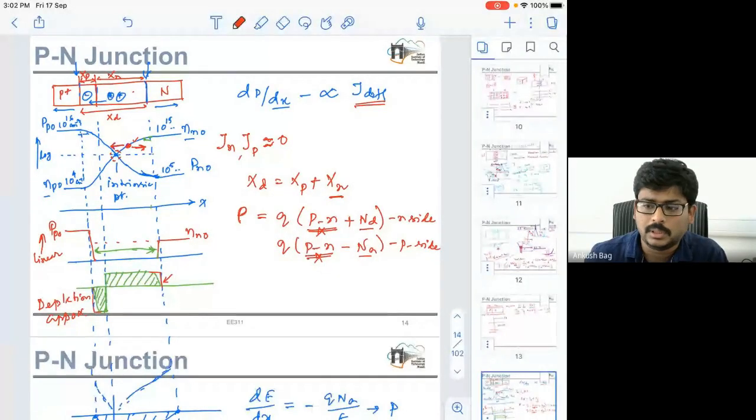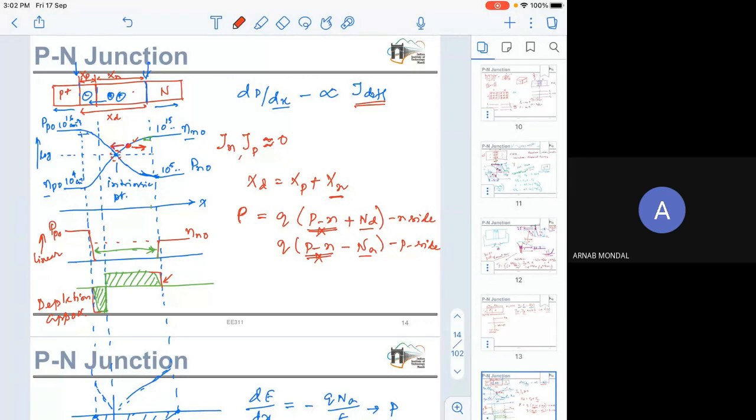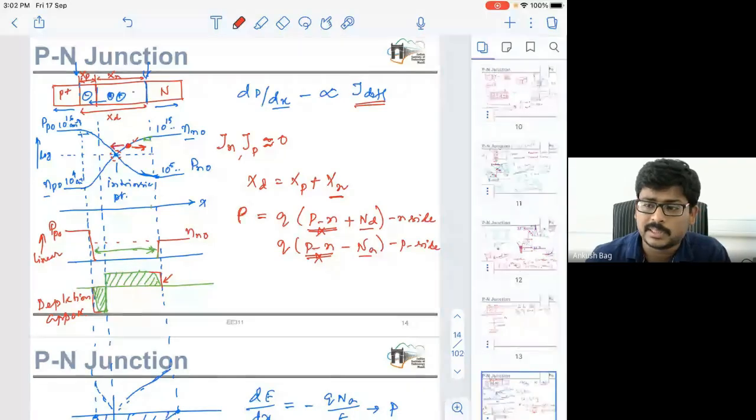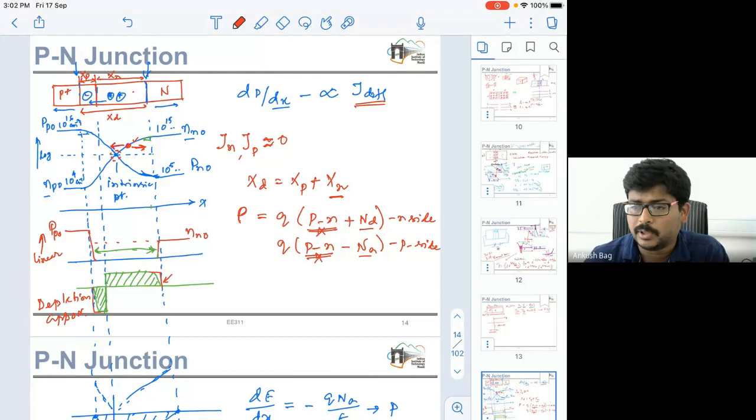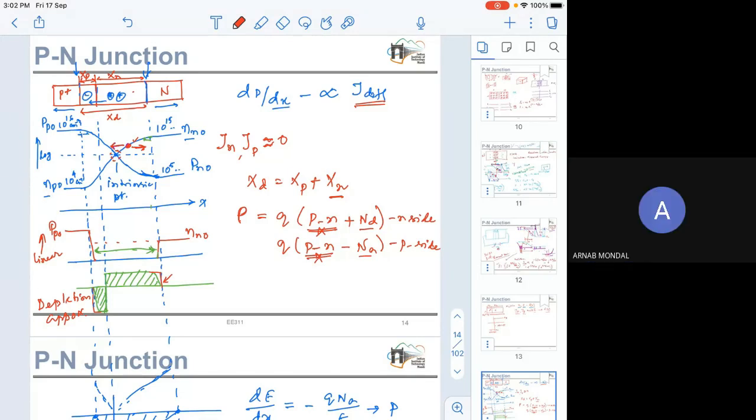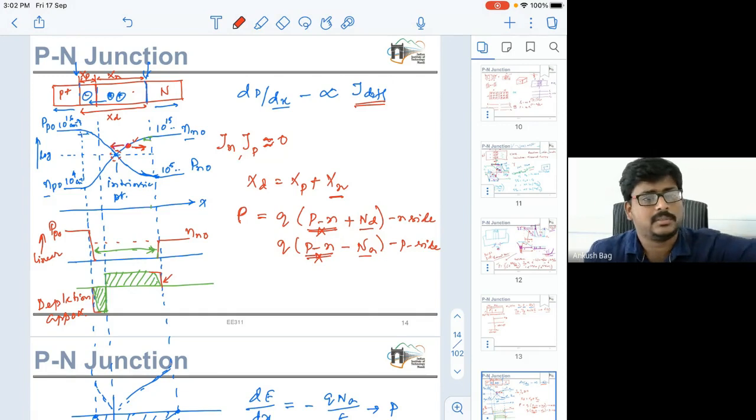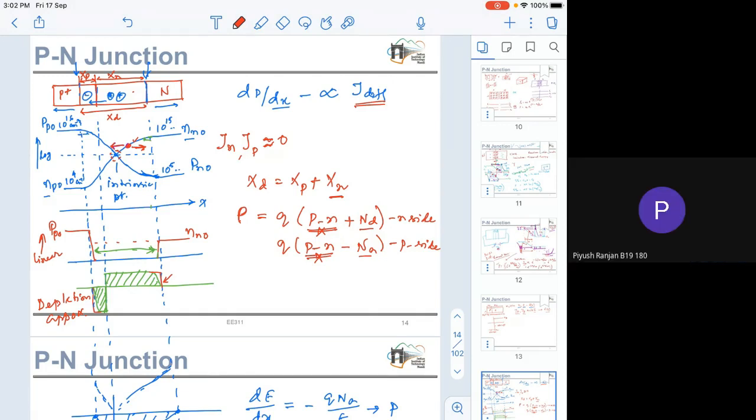Hello, Arnab, am I audible? Yes, yes, you are audible. Slides are also visible. Arnab, your voice is not coming properly. Someone else, can you just confirm if I am audible? You are audible, sir, and slides are also visible. Arnab, your voice is not coming properly. You are audible, sir.